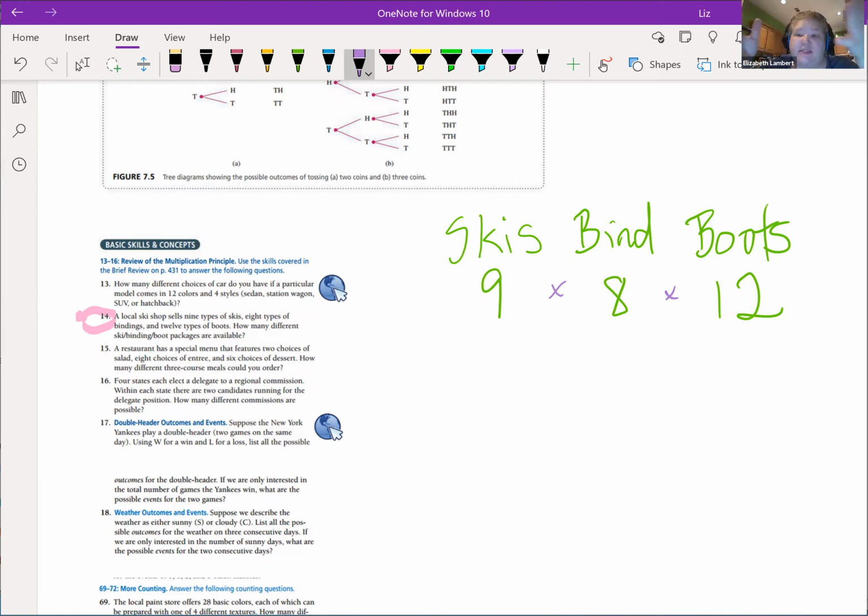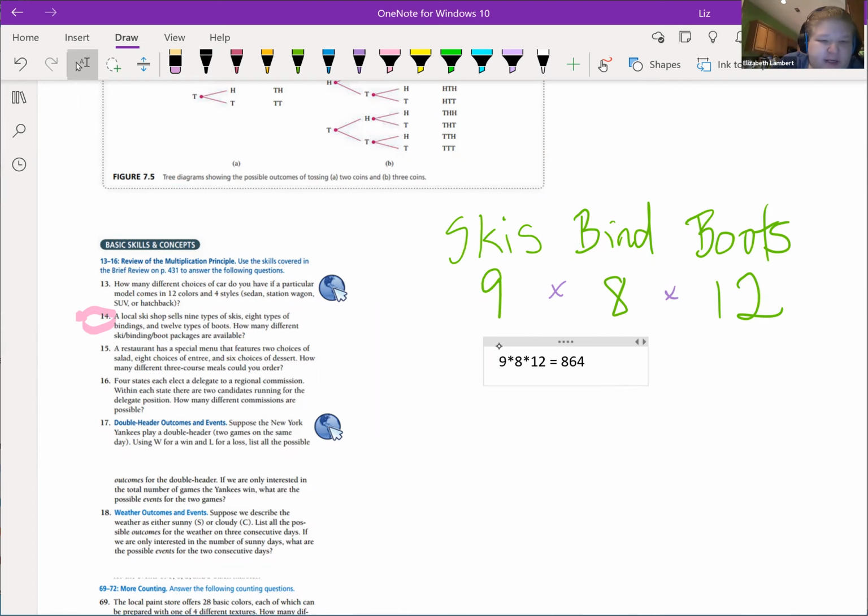Sometimes this is what we want on the bottom number for total possible outcomes on some of the probability problems you guys are going to be playing around with. And because there's only so much multiplication I can do in my head, that is 864 ski binding boot packages.